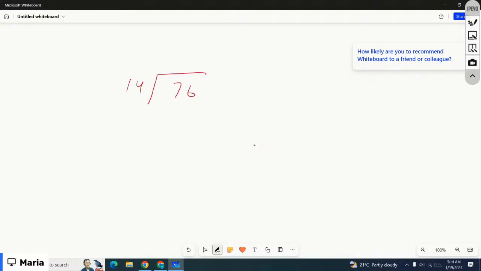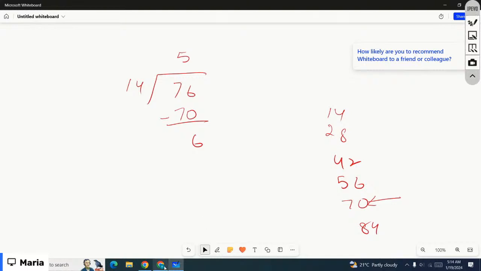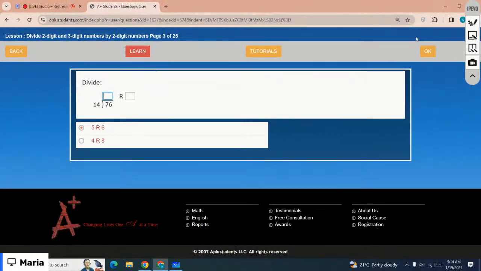76 divided by 14. Okay, 14 times 1 is 14, 14 times 2 is 28, 14 times 3 is 42, 14 times 4 is 56, 14 times 5 is 70, and 14 times 6 is 84. So we can go for 14 times 5. 76 minus 70 is 6. So that is 5R6.